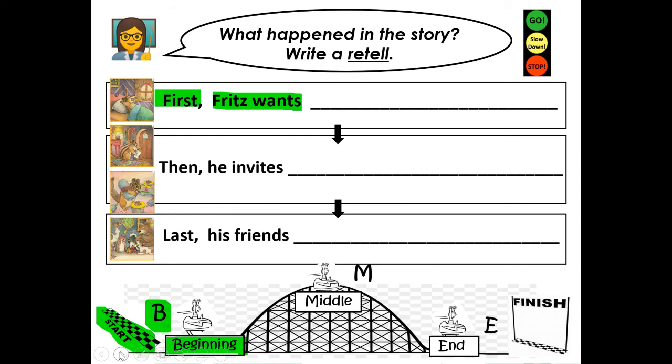So you are going to push pause and you're going to write the green sentence, the beginning of the story. What happened at the beginning? You're going to write this sentence down. First, Fritz wants. What does he want? He wants. So say your sentence out loud and write it. So push pause, write your green sentence, and when you're finished writing your complete sentence, push play.